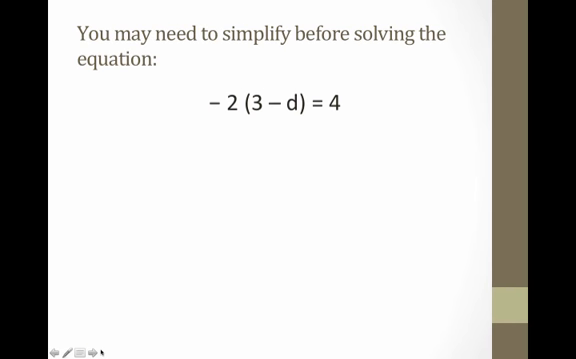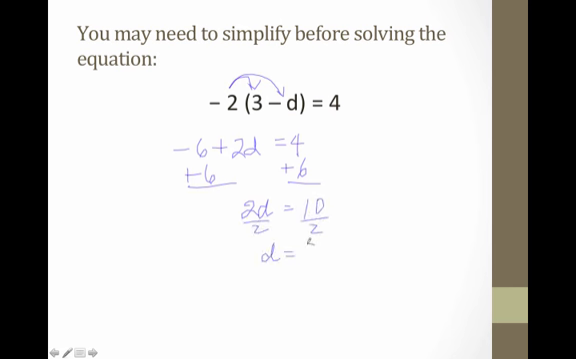Okay? Now we finally have one where we have to simplify before we isolate. So here we're going to simplify by using the distributive property. Negative 6. I've got a negative 2 and a negative d, so that's plus 2d. Please make sure you remember that. Equals 4. Add 6 to both sides. I get 2d equals 10. Divide by 2. D equals 5.